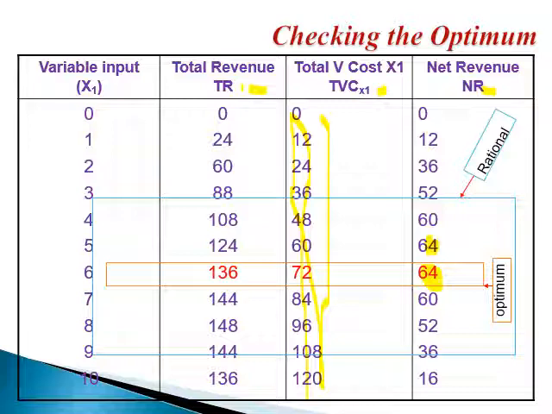Of course, there are long stories behind all what I'm saying, but given the circumstances that we are living in, given that I cannot see you, I cannot use anything more than the PowerPoint I'm showing you, okay? Just take it for now, and believe me that I should use 6 units of the variable input because this is the one that will maximize my net revenues.